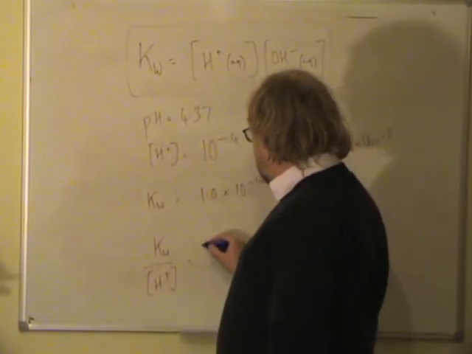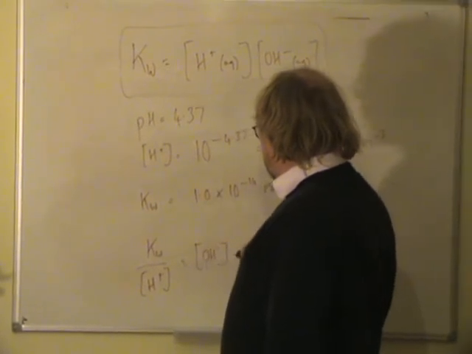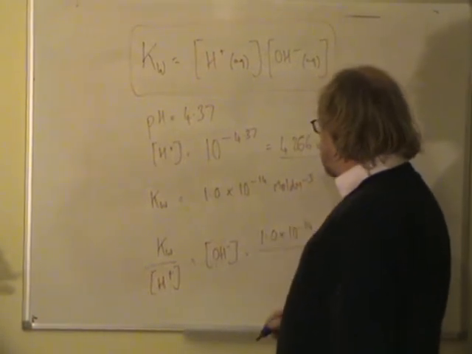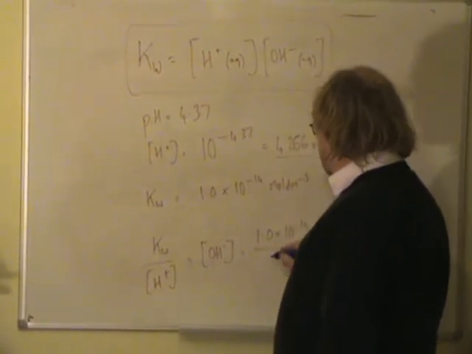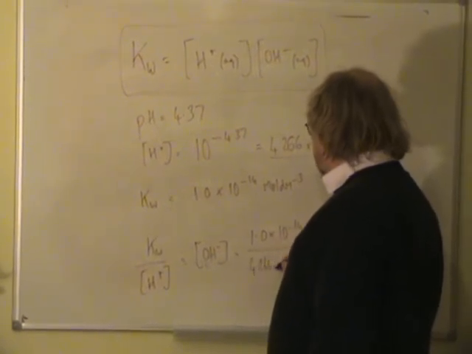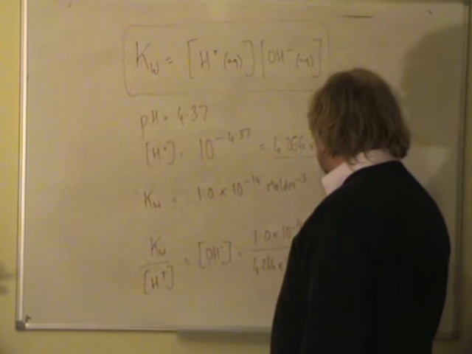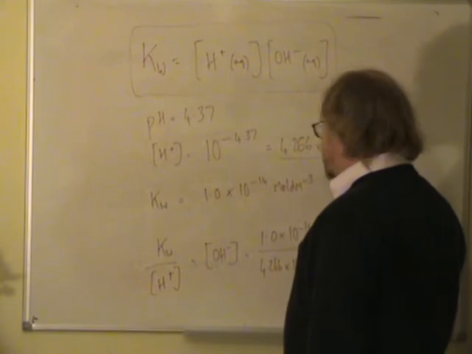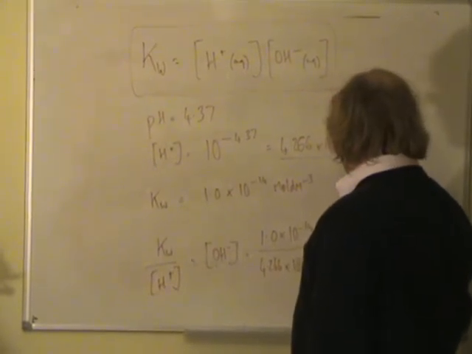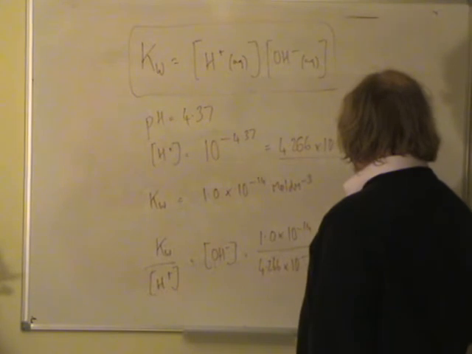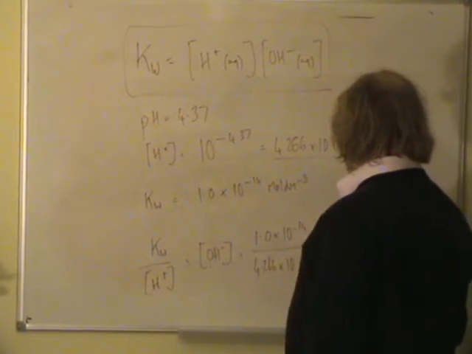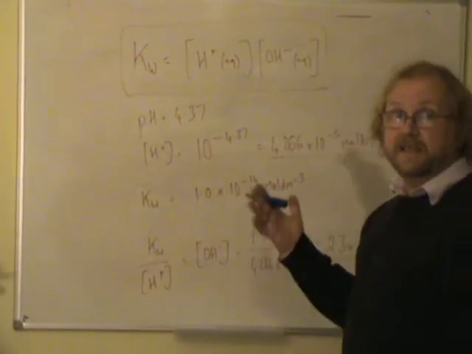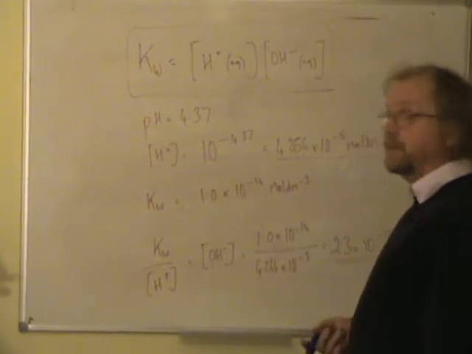is equal to OH minus, which is what we want to solve for, which is 1.0 times 10 to the minus 14 divided by 4.266 times 10 to the minus 5, which comes to 2.3 times 10 to the minus 10 moles per dm cubed. Okay, so very low concentration of OH minus, which is what you'd expect in an acidic solution at around about pH 4.